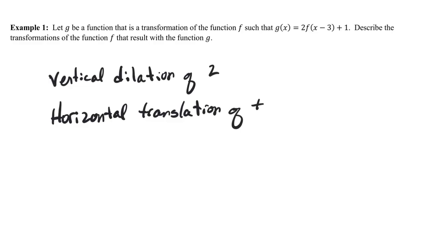of positive 3, okay? So with that information, we should be able to answer this last part, this +1 on the outside. We would call that a vertical translation of positive 1. Okay.